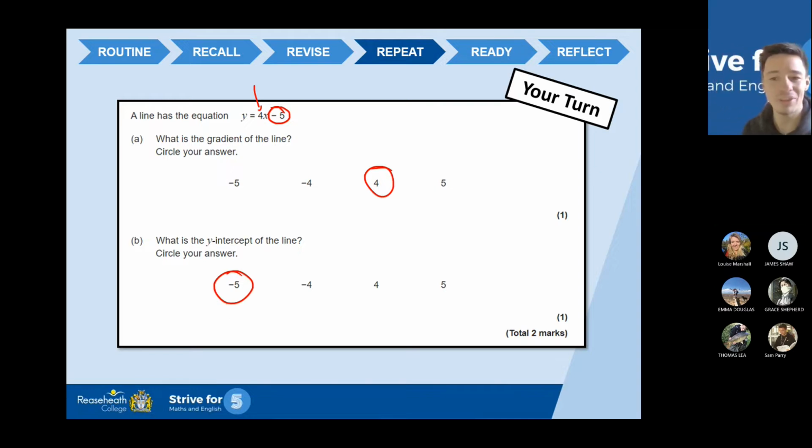Excellent. And you can see how the examiner tries to catch you out by putting in a +5 and whatnot. So always be clear on the symbols. If it's a positive number, give a positive answer. If it's a negative number, negative answer. Okay?